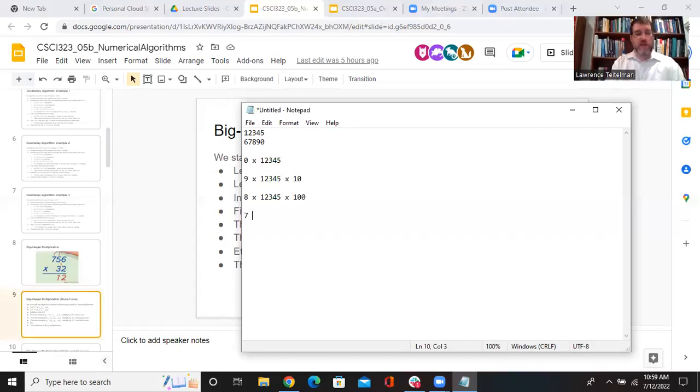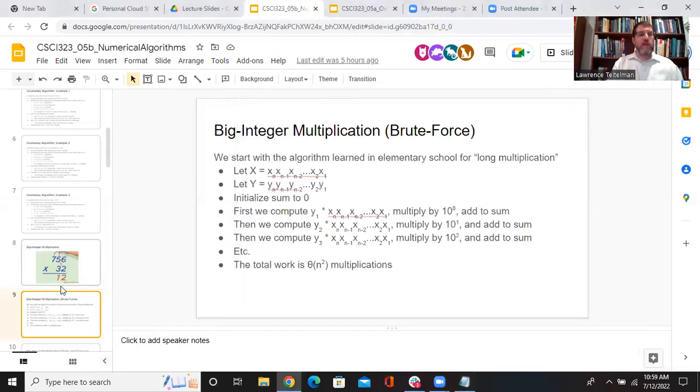Everyone get the idea here? 7 times 1, 2, 3, 4, 5, and I multiply that by 1,000. And then I do 6 times 1, 2, 3, 4, 5, and I multiply that by 10,000. Okay, maybe I'll put this example in the slides so we all have it.